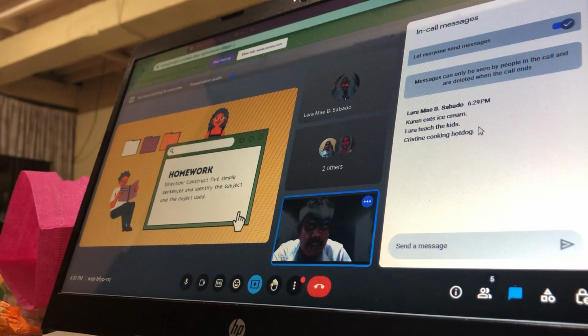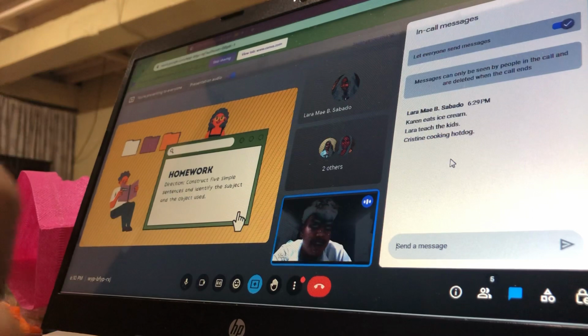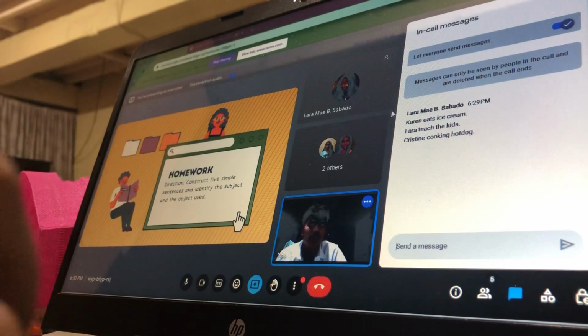Okay, very good. Christine cooking hot dogs. Can you please define? The subject is Christine and the object is hot dogs. Okay, very good. Because Karen, Lara, and Christine are the doers of an action, which are eats, teach, and cooking, and the receivers of the actions, or the objects, are ice cream, kids, and hot dogs.